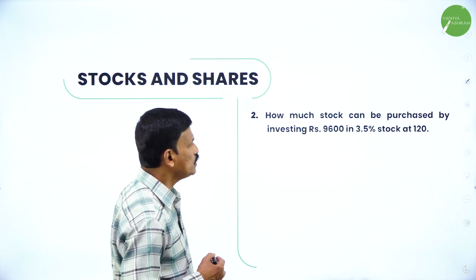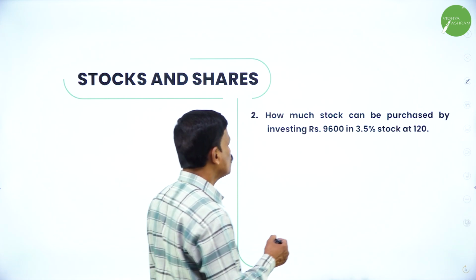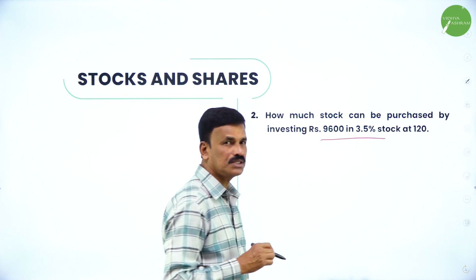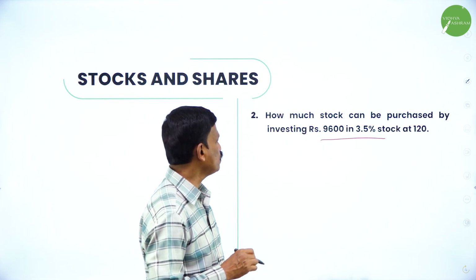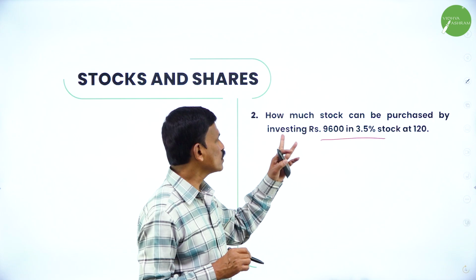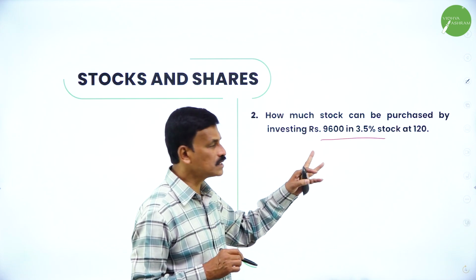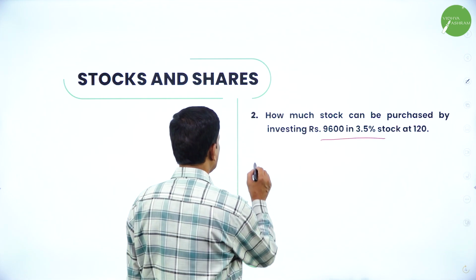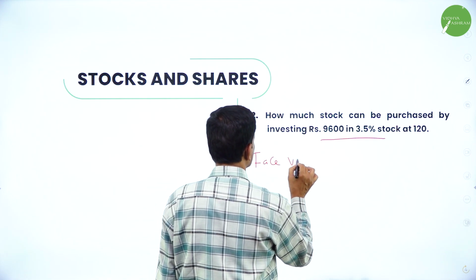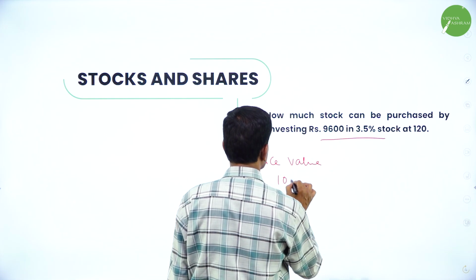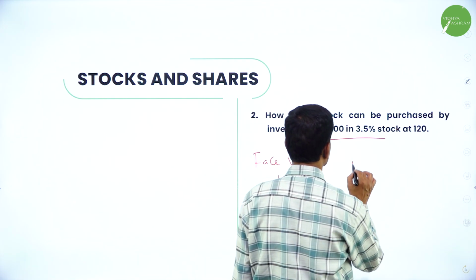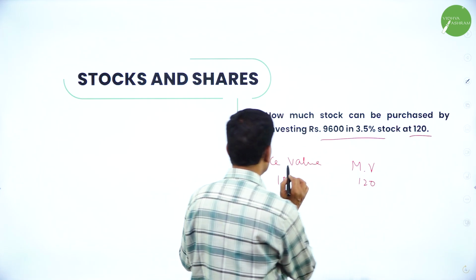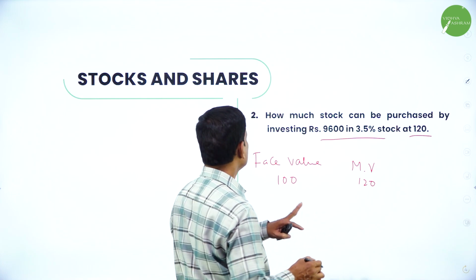How much stock can be purchased by investing rupees 9,600 in 3.5% stock at 120? What is the face value? Always the face value is 100. The market value here is 120. See, the face value is 100 and the market value is 120.